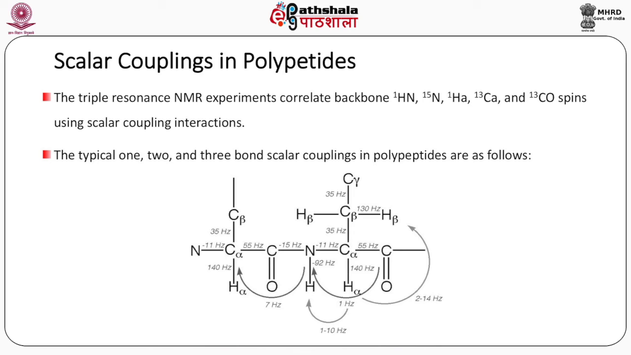Then you have N to the preceding carbonyl, which is around 15 Hertz, and you have C alpha to C beta, which is around 35 Hertz. You have C alpha to CO, which is around 55 Hertz. And these various couplings can be used for magnetization transfer. In the 3 bond coupling range, you have the HN to H alpha, which is between 1 to 10 Hertz, and from H alpha to H beta, which is between 2 to 14 Hertz.